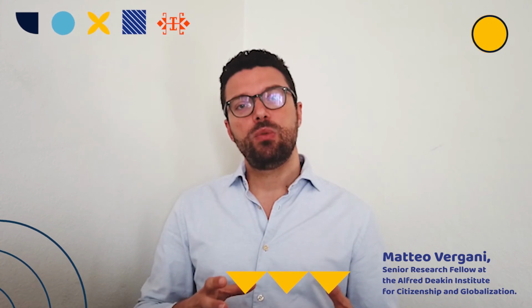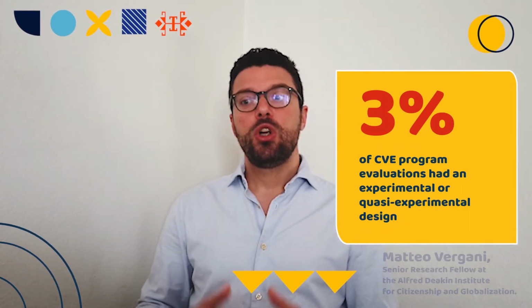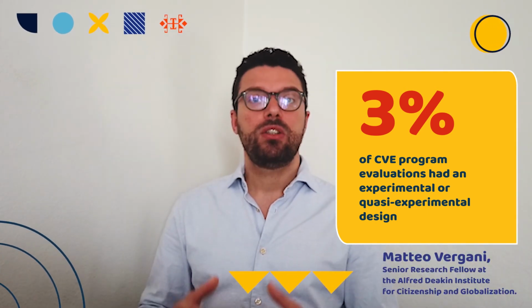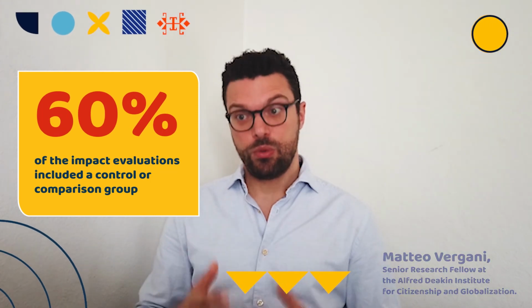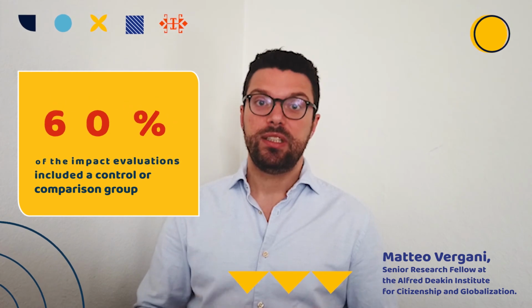The fact that it is possible to raise the quality of evaluations in the field of countering violent extremism is demonstrated by systematic reviews that looked at the differences between evaluations in the field of countering violent extremism and evaluations in related fields, like the reduction of gang violence. So Van Hemert and colleagues in 2014 reviewed all publicly available evaluations of CVE and gang violence programs globally. They found that in the CVE field, only 3% of evaluations had an experimental or quasi-experimental design, that is the use of comparison and control groups. Comparatively, in the field of gang prevention, 60% of the impact evaluations included some sort of control or comparison group. This finding suggests that there is actually room for improving the quality of impact evaluations in the counter-violent extremism field.